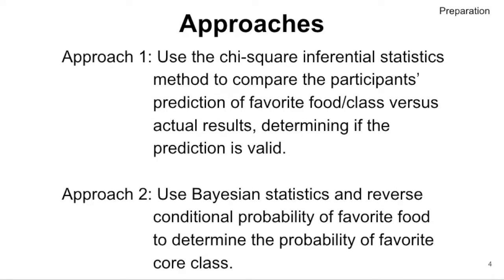The approaches for this survey analysis were 1. Use chi-square to figure out how accurate you were at predicting others' food choices, and 2. Use Bayesian statistics and reverse conditional probability of favorite food to determine the probability of favorite core class. Keep in mind that this is meant to be a quick introduction to these important concepts that might help you in the future.